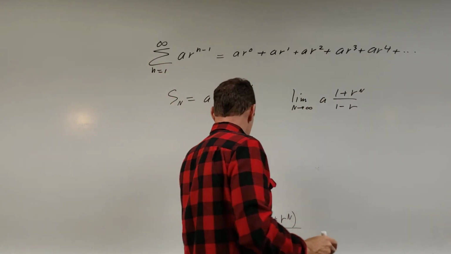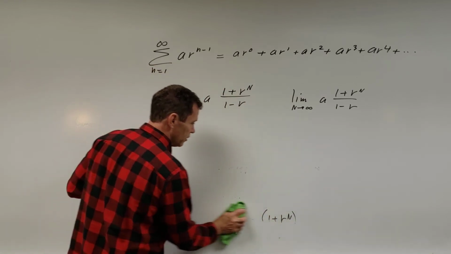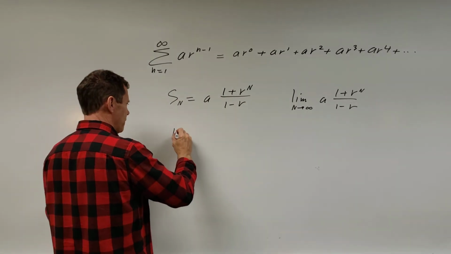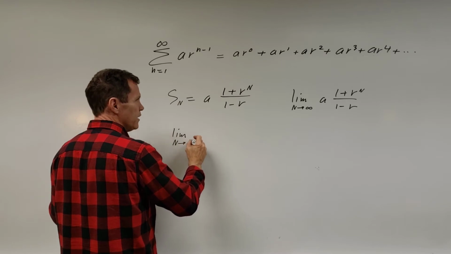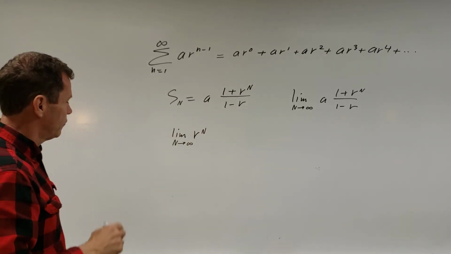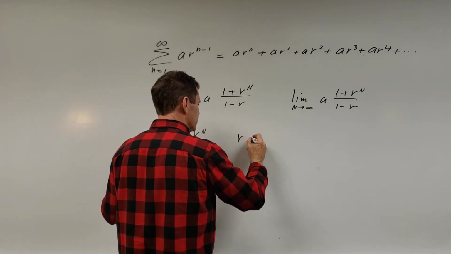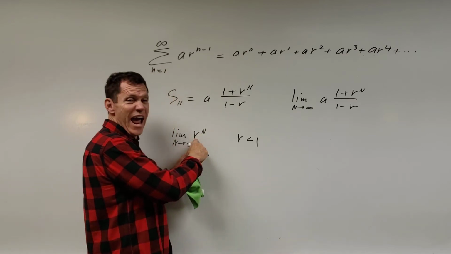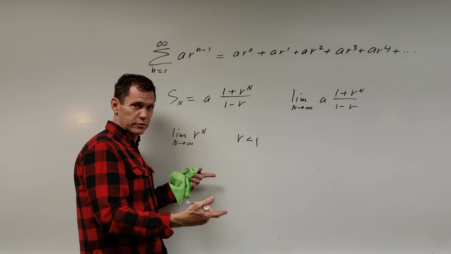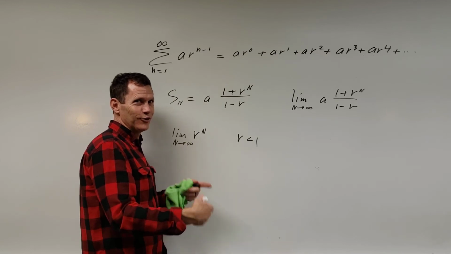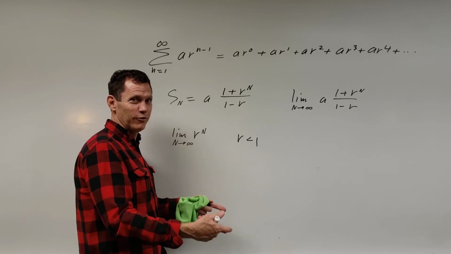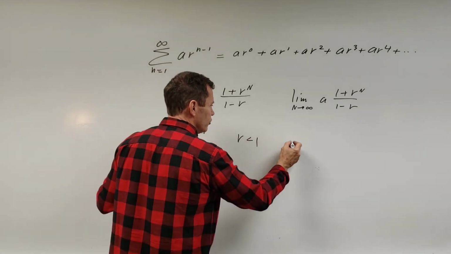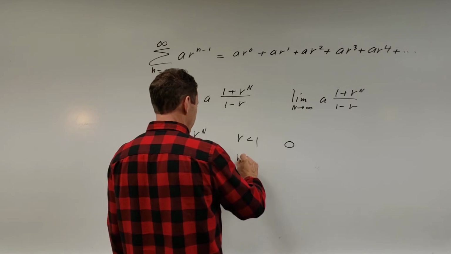Okay, so can we figure this out? Now, r is a constant, a is a constant, but as n gets bigger and bigger, this guy's always changing. What can you say about the limit as n goes to infinity of r to the n? What if r is less than 1? What's going to happen to this guy? Say r is a half. If r is a half, that'll be a half times a half, which is a quarter, times a half, which is an eighth, times a half, which is a sixteenth, and a thirty-second, and a sixty-fourth, and a 128th, and a 256th, and a 512th, 1024th, and so on. So this guy is getting smaller and smaller and smaller, so this guy will go to 0. What if r equals 1?